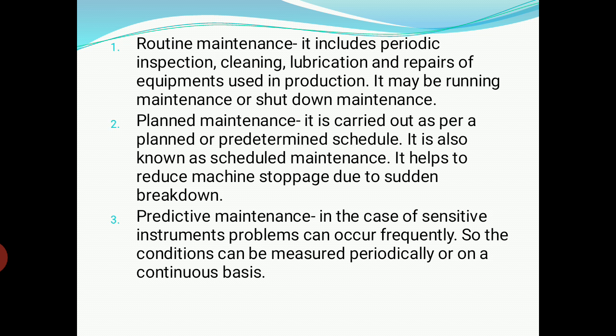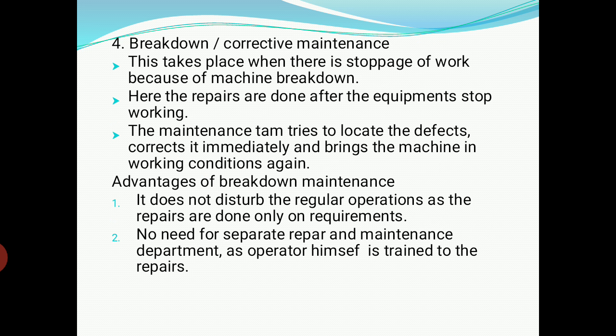And so these are the simple three types: routine, planned, and predictive. We move on to the fourth type, which is known as breakdown maintenance, also known as corrective maintenance. Now what is this breakdown maintenance? Breakdown means everything gets crashed, there are no chances of any further operations. That is said to be breakdown, right? This takes place when there is stoppage of work because of machine breakdown. Totally, when the machine stops working, we call it a breakdown. Here the repairs are done after the equipment stops working.